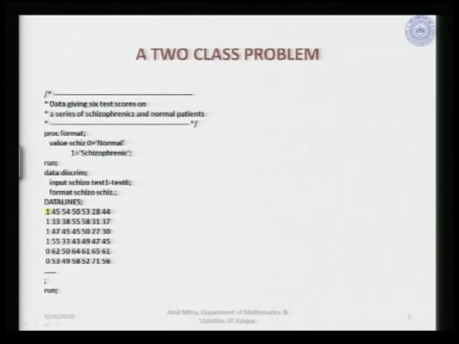So, we have records like that in the data. Some of them have class identification 1, some of them have class identification 0. These are normal individuals and these are schizophrenic individuals, and these are the corresponding test scores. Now, this 6-dimensional vector of test scores corresponds to what we have as the feature vector.